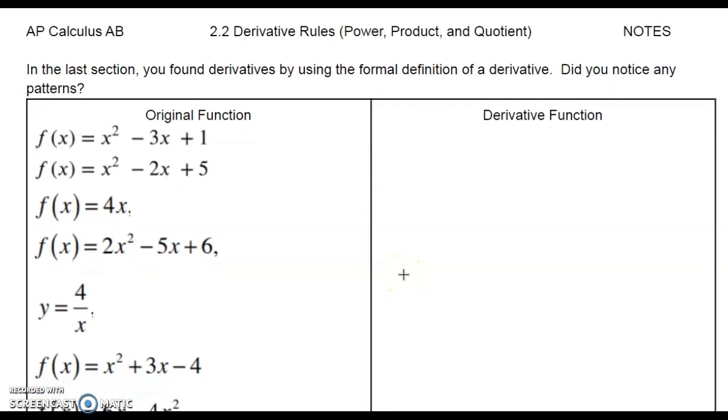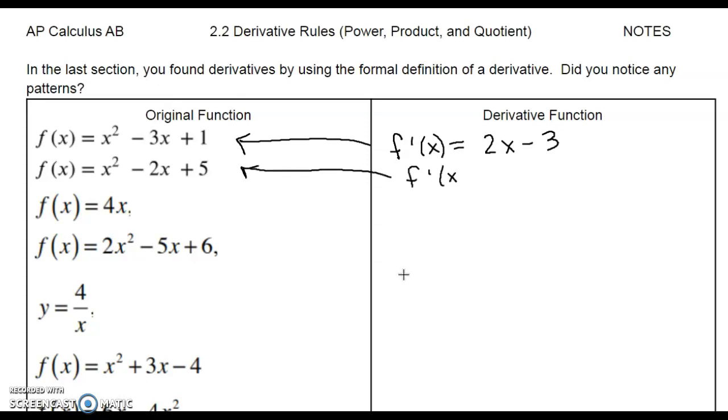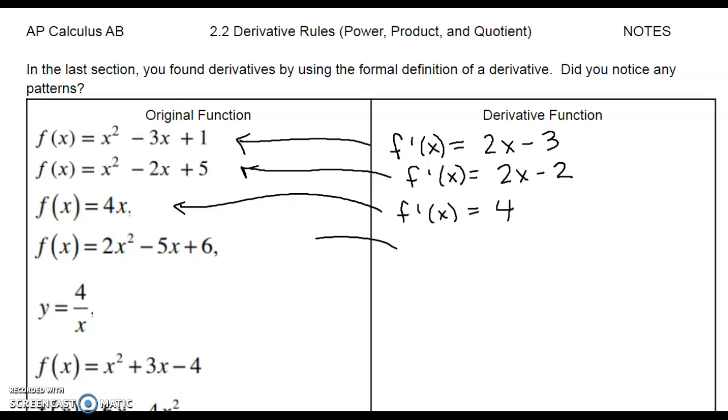Okay, so in 2.2, we are going to learn some of the shortcut rules. Yesterday, I did so many functions to help today's. What we noticed is our derivative, if we had x squared minus 3x, the derivative was 2x minus 3. On this example, that derivative was 2x minus 2 from yesterday. On this one, I think this was example 3, our derivative was 4.